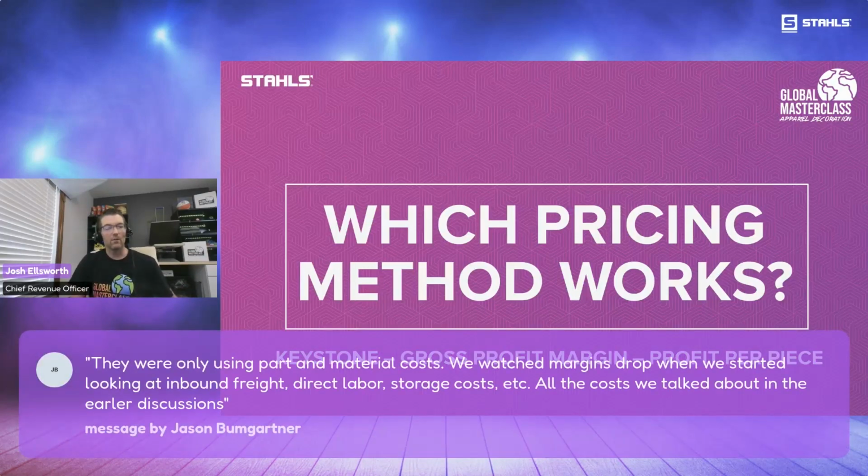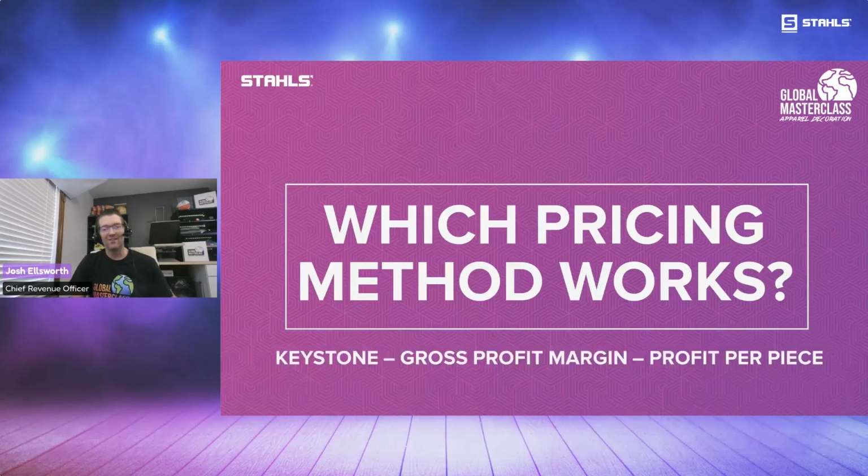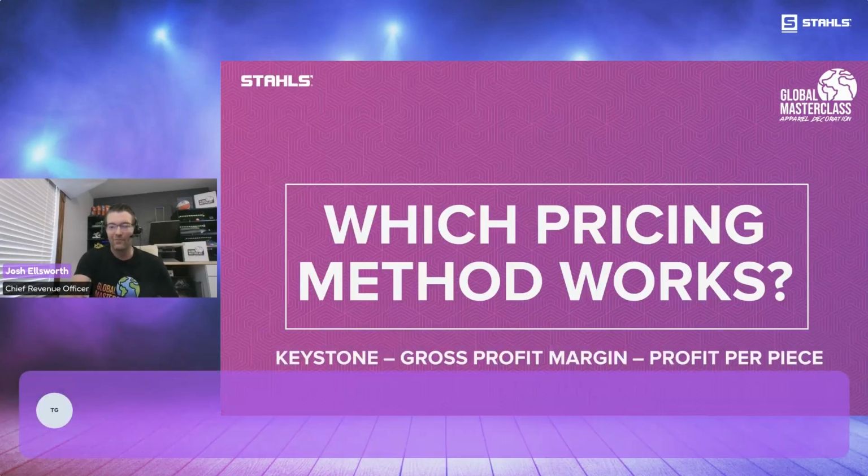Jason says they were only using part and material costs. We watched margins drop when we started looking at inbound freight, direct labor, storage costs, all the costs we talked about in the earlier discussion. Perfect. Yeah, that space and that inventory costs something for sure. All right. And one last comment here, if we got it.